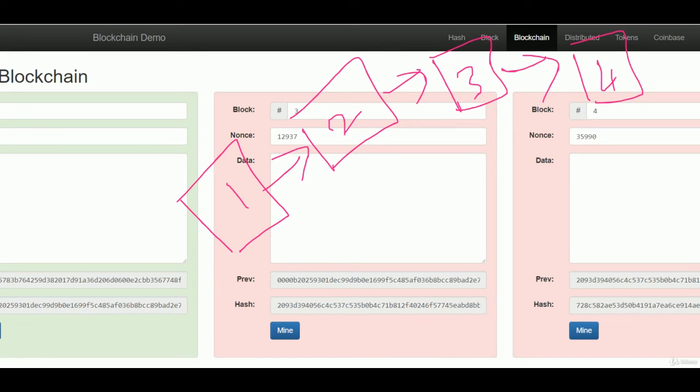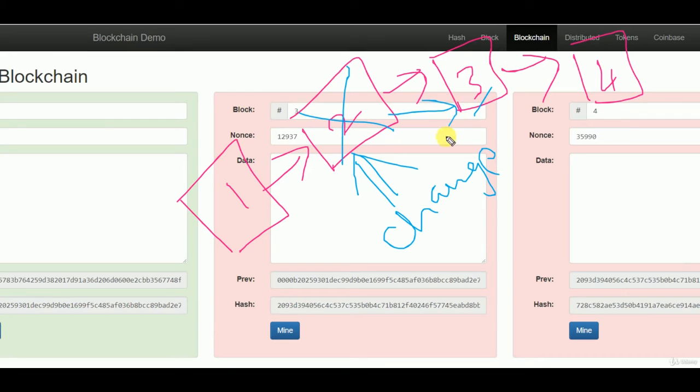Suppose someone is trying to change the data on block number 2, to attack block number 2. Now this block's previous hash is not equal to this block's previous hash. So the whole chain will be disrupted. If you are mining this one, you need to mine all the blocks. Only then a good block will be added to your blockchain.